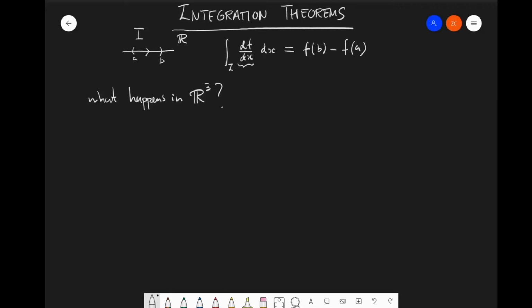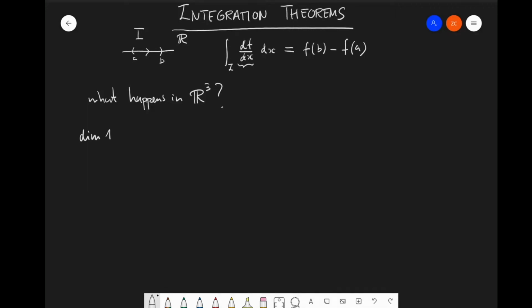So why should we expect three? It's because we have three jumps in dimension, right? We have from 0 dimension to 1 dimension, from 1 dimension to 2 dimensions, and from 2 dimensions to 3 dimensions, right? So let me actually list them that way.